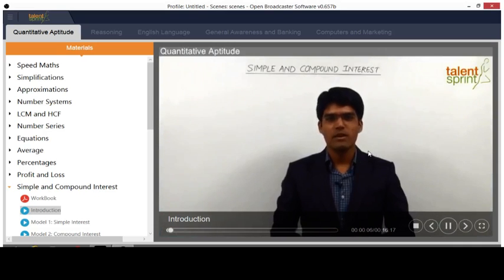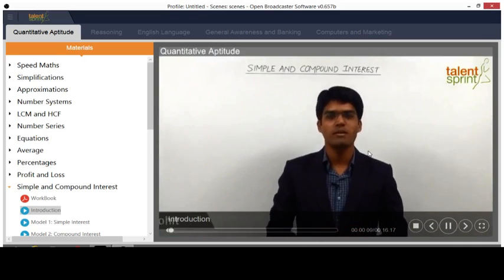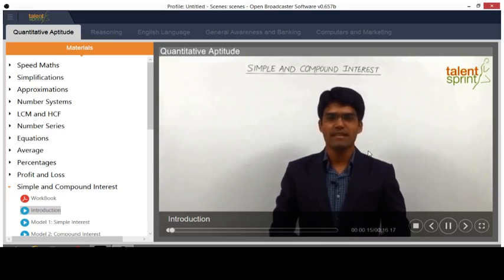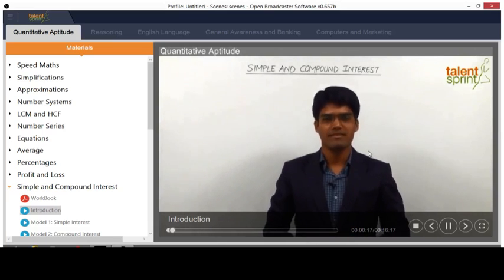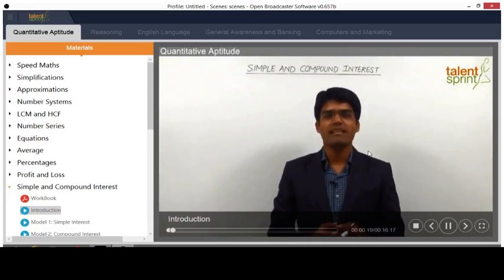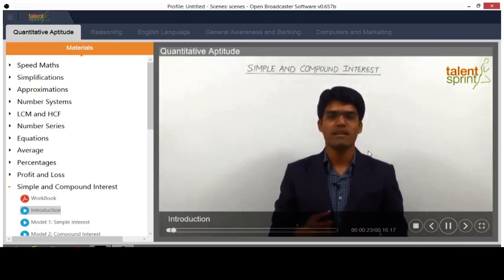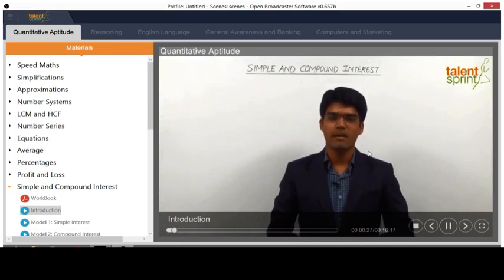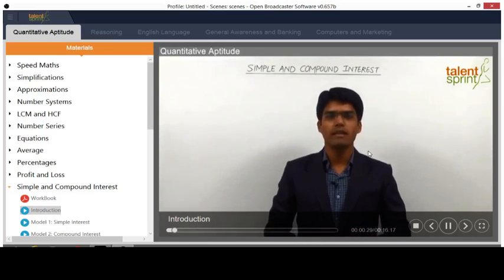In this session, we are going to discuss one of the most important topics from a banker's point of view, and that is interest, which can be classified into two types: simple interest and compound interest. Now, before we understand the classification, that is the difference between simple and compound interest, let us first understand what is meant by interest.